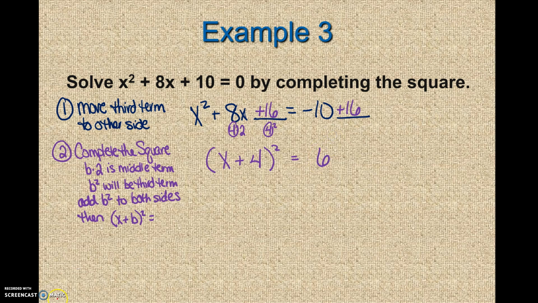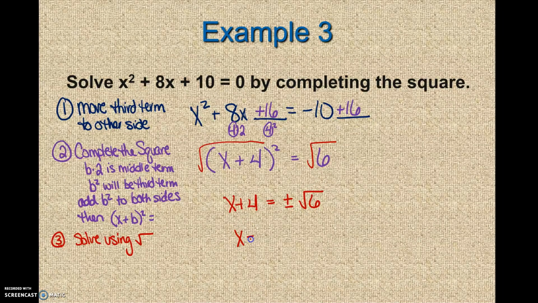And then our last step is going to be solve using square roots. So square root both sides. Can we simplify the square root of 6? The square root of 6, that's not a perfect square, so it's going to be some crazy decimal. There's not a perfect square we could divide out of it. So we're just going to leave it as plus or minus the square root of 6. Subtract 4 on both sides to get x equals negative 4 plus or minus the square root of 6.